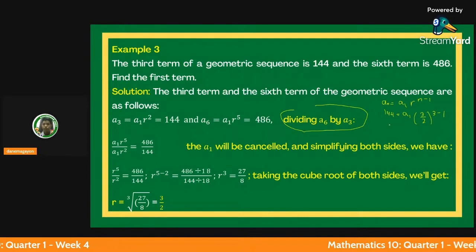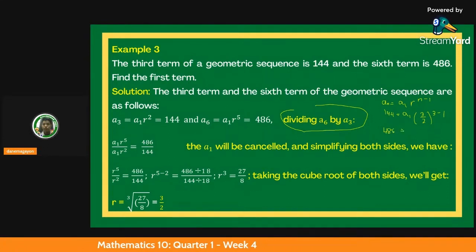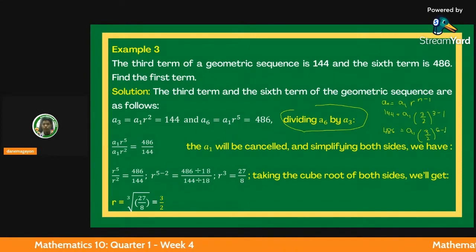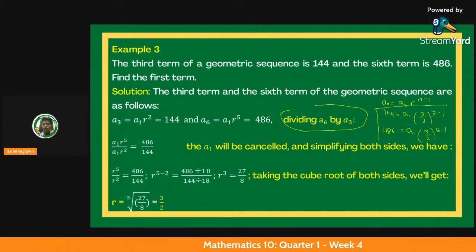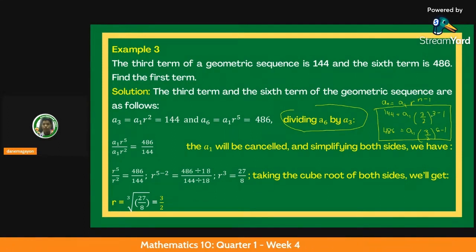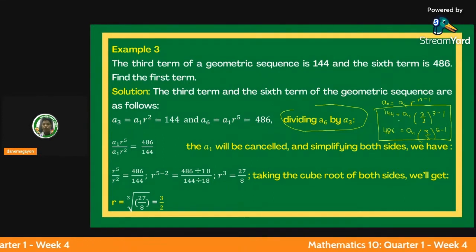This is what we will use. But if we use a sub 6, we have 486, and then we have a sub 1. Still, we have 3 halves. But this time, our exponent is not 3 minus 1, but instead we have 6 minus 1. This is what it would look like. Maybe the writer saw the advantage of using only the 3. Because whether you use a sub 3 or a sub 6 doesn't matter at all, since you have the value of r as 3 halves or 1.5. This is the solution on this slide.